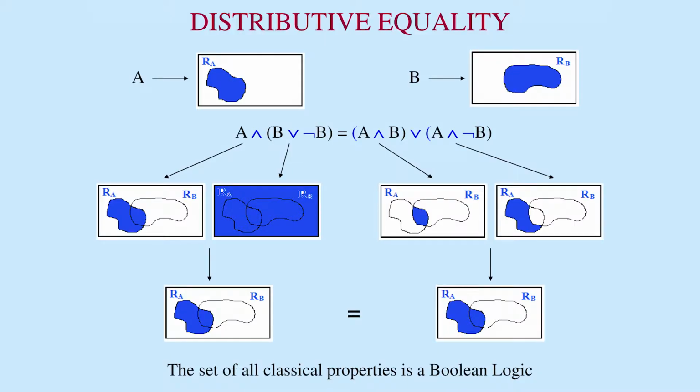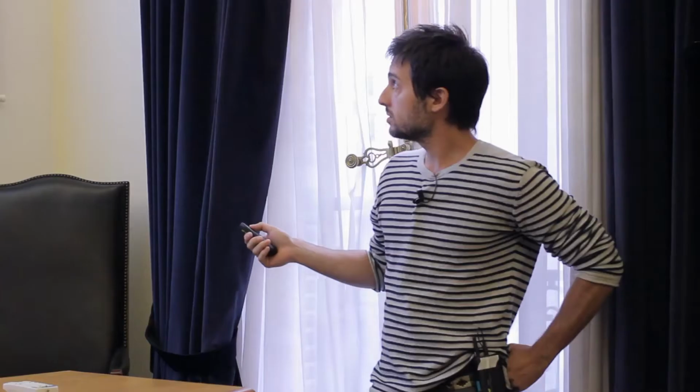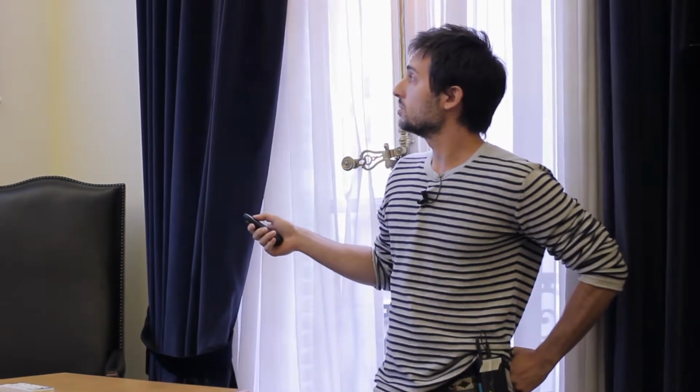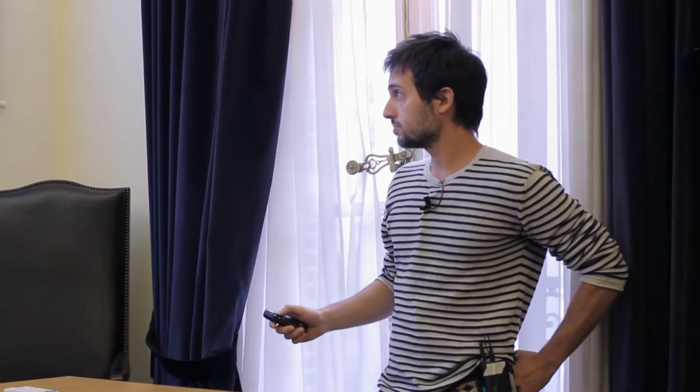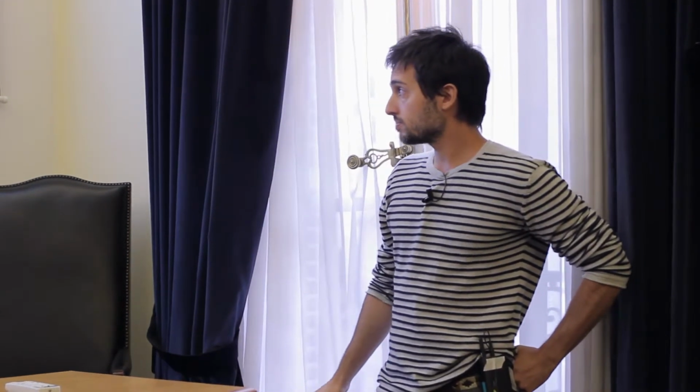Then we can compute the other side of the equality. Here we have the conjunction between A and B, which is the intersection. Here we have the intersection between A and not B. Then we have to compute the union, and we obtain the same set, the R sub A. So we can see that the set of all classical properties has a logical structure, and also is a distributive lattice, so it is called a Boolean logic.